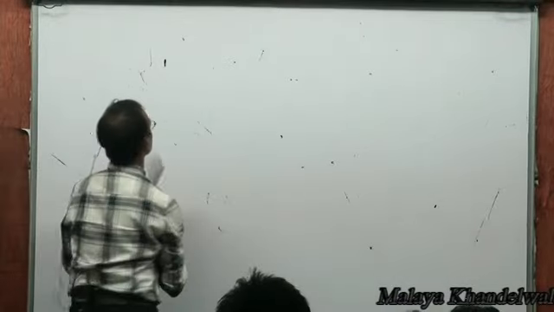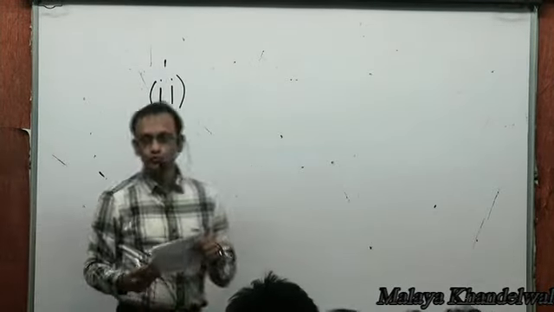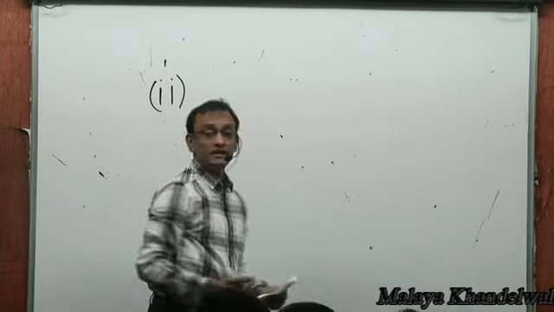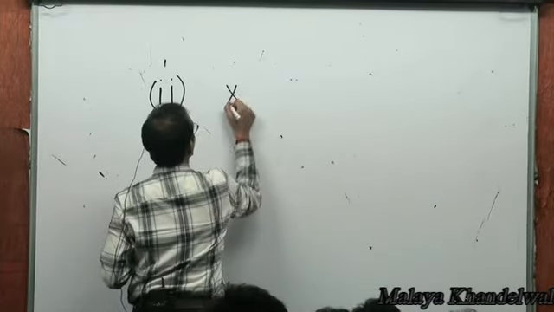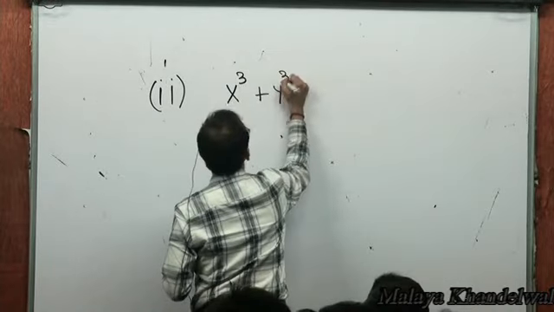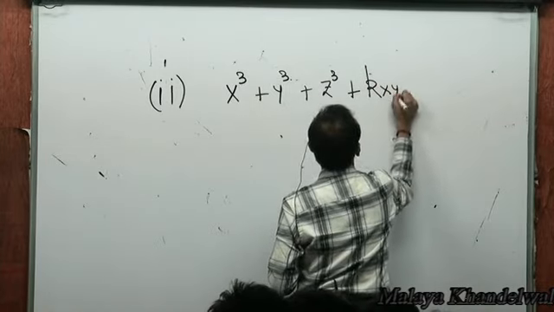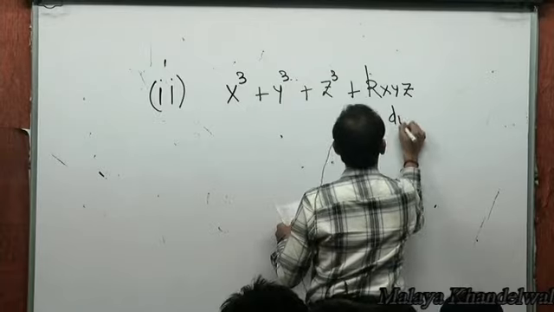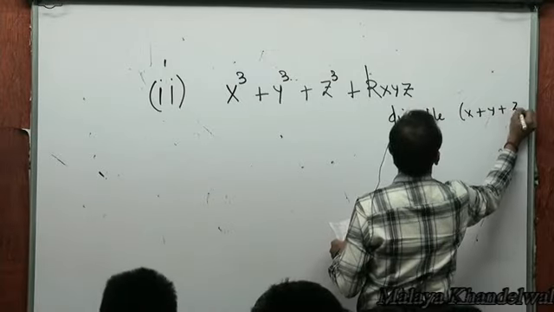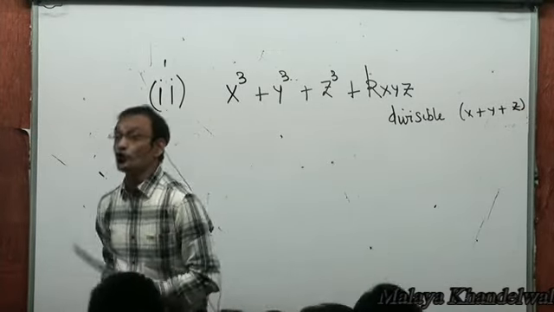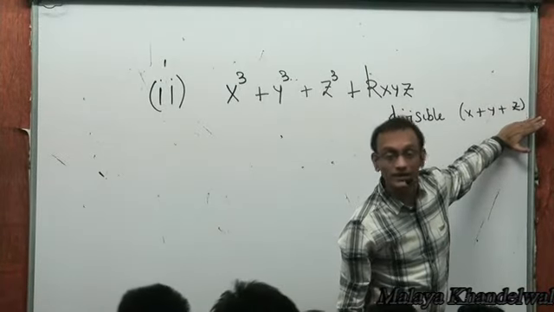Okay, 15 part 2. We want to find the condition necessary and sufficient for x cube plus y cube plus z cube plus k into xyz to be divisible by x plus y plus z. We want to find effectively the value of k for which this is going to be divisible by this, right?